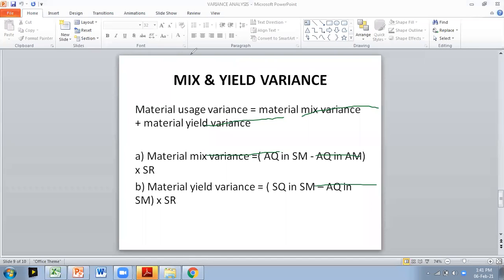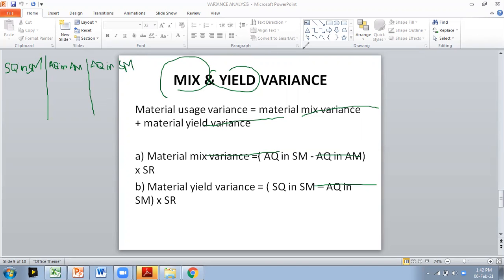Whenever in the question you have to calculate the mix and yield variance, note down the first step, right? The first step that you're going to do is draw three columns. First column would be standard quantity in standard mix, right? The next column would be actual quantity in actual mix, and the third column would be actual quantity but in standard mix. Now what does this mean? What are these mix, right? I am talking about mix, right?